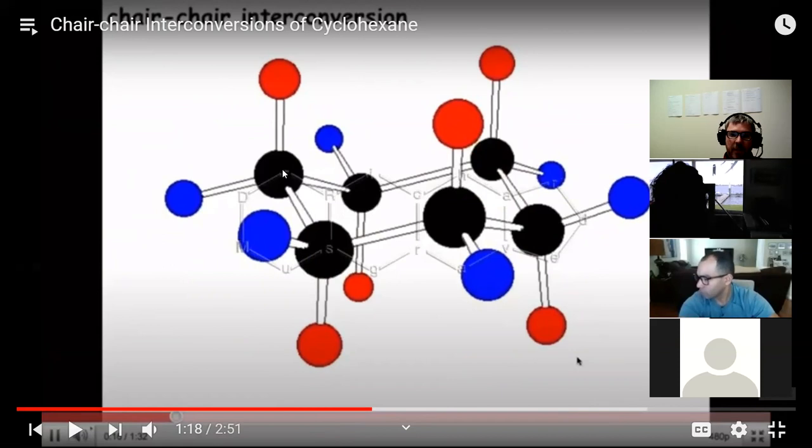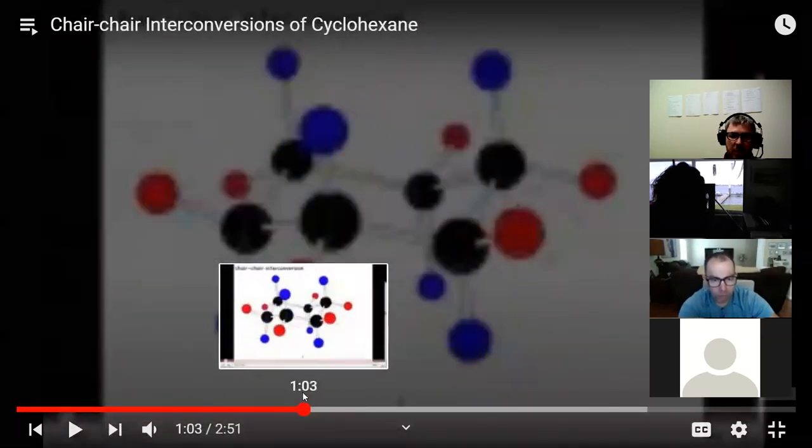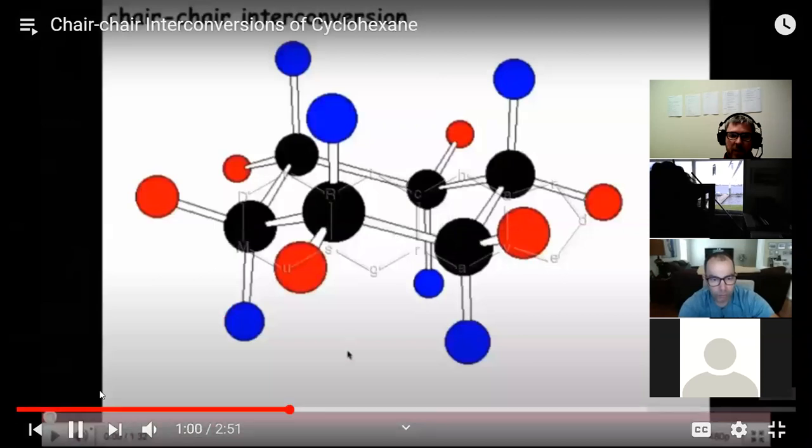See, this carbon used to be, I'll show you where it was. I'm pointing at this one here. I hope you can see my cursor. Look where it used to be. It was pointing downwards like that. It was down here. And then when we twist it, this one twists upwards and this one twists downwards.